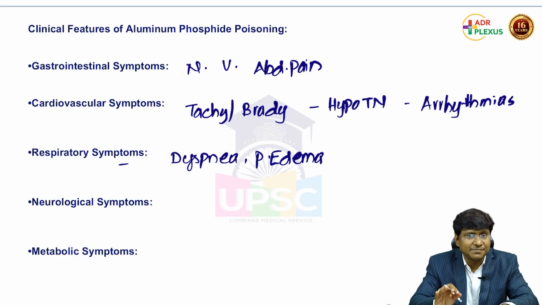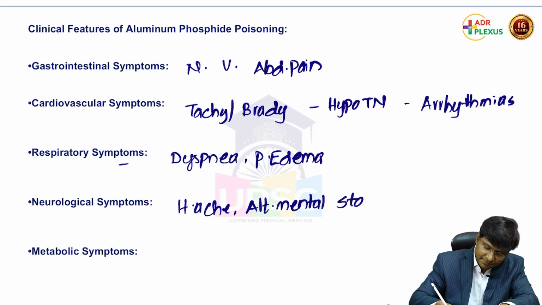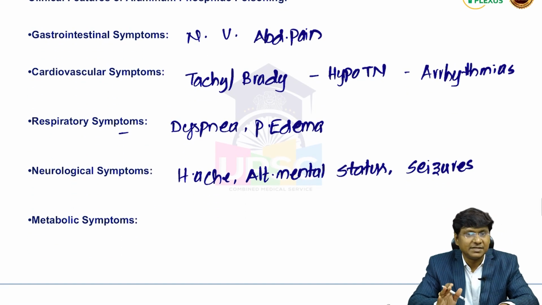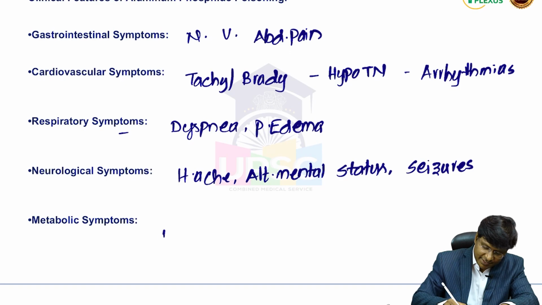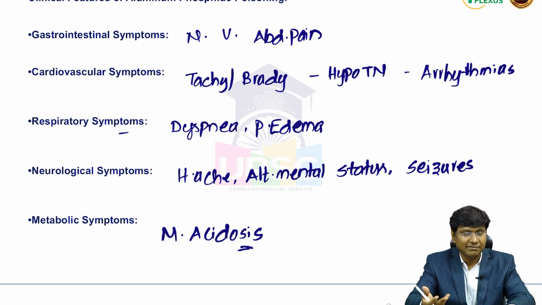And neurological symptoms include headache, dizziness, and the individual will be in a state of altered mental status, and then development of seizures. So these are the neurological symptoms. Then what are the metabolic symptoms? Metabolic symptoms include the development of metabolic acidosis, and there will be hypoxia. So these are the systemic manifestations.